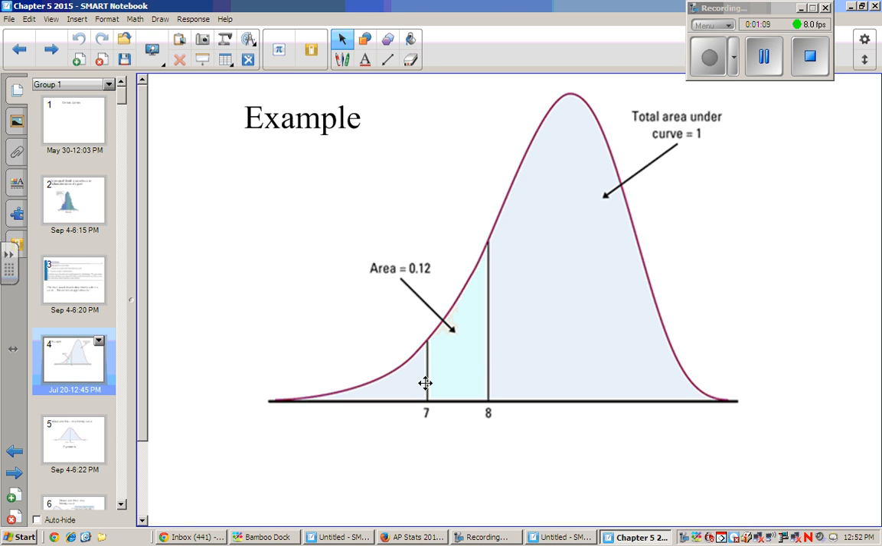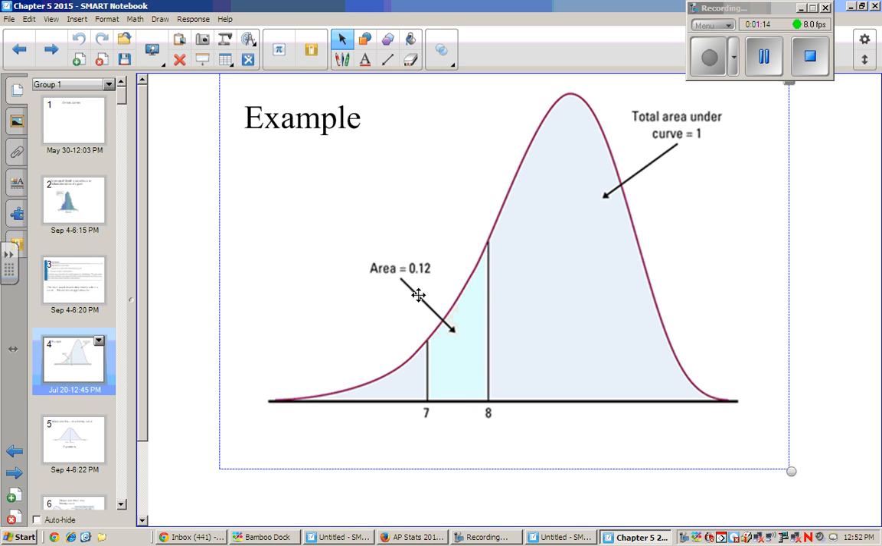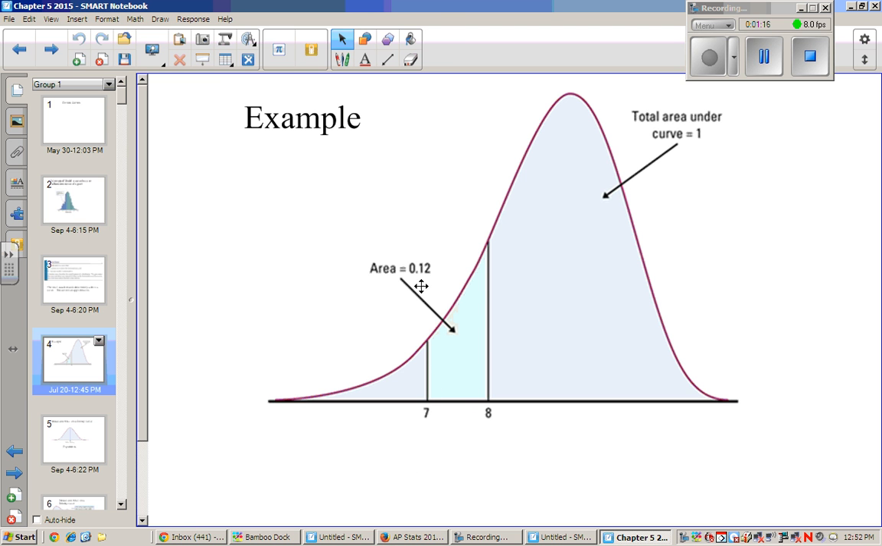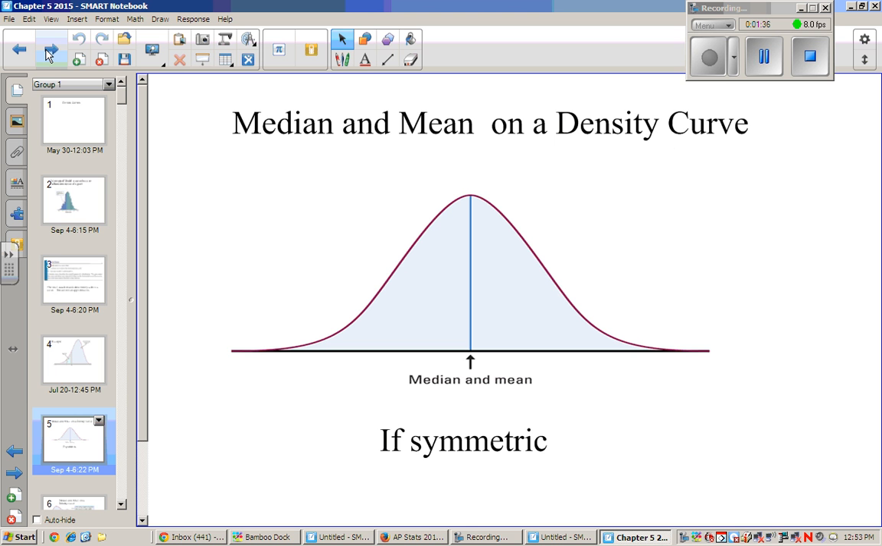If we have a specific event, like between 7 and 8, the area under that is going to be the probability of that event. So the probability that something is between 7 and 8 in this probability distribution is 0.12. For the folks that took calculus, you should see a good relation to integrals, and you should be really excited. You can say, hey, integrals actually are practical.